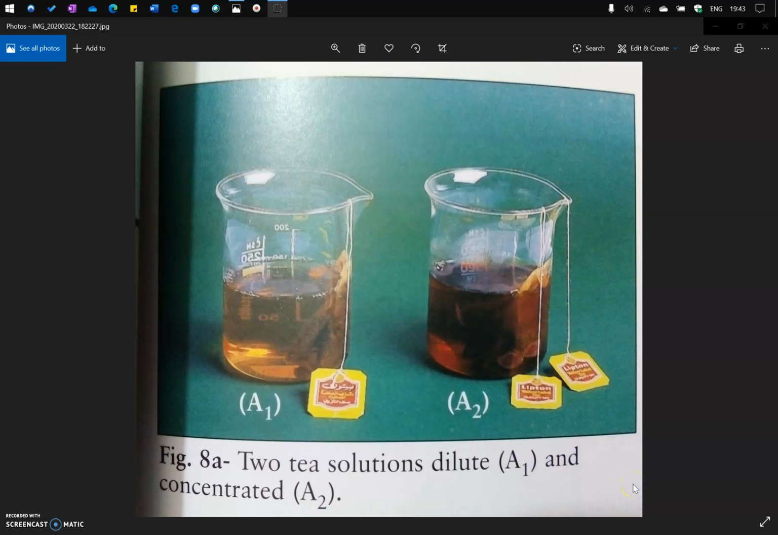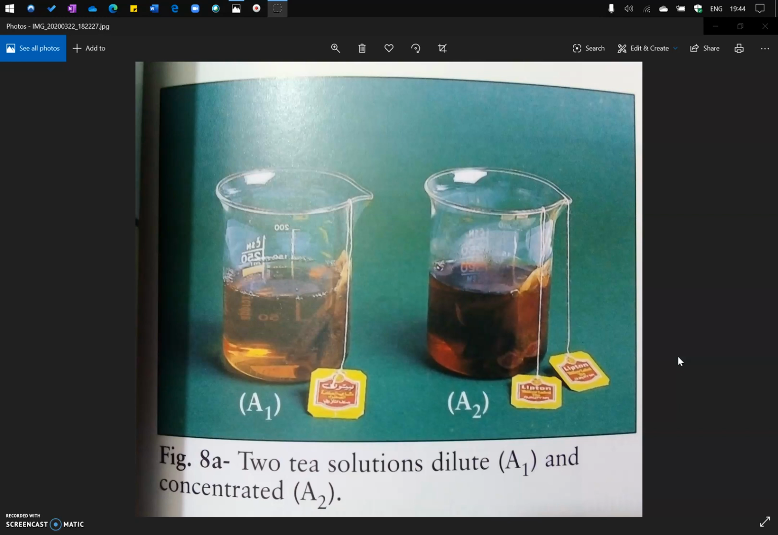So today we will continue our chapter about solutions, and we will see two new terms, dilute and concentrated. If you look at this picture, which is in your books, page 64, we can see that these two solutions have the same solvent. So what is the solvent in this case? It's water. And they have the same solute, which is tea.